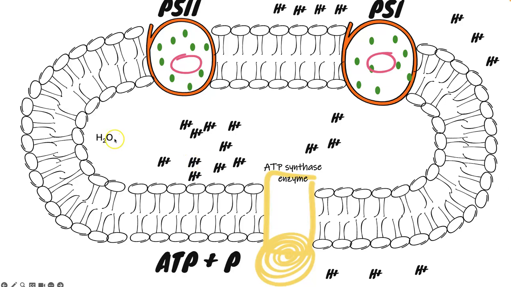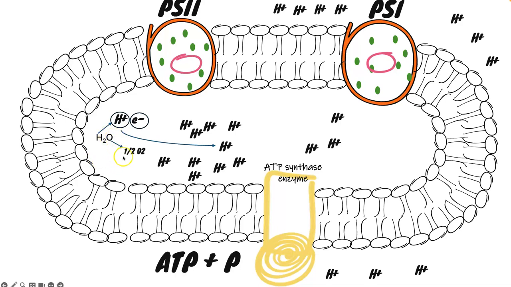So there is water in the thylakoid lumen. Remember, the lumen is just the inside. That water is split. It's split into hydrogens and oxygen. Each hydrogen is really a hydrogen ion and an electron. Those hydrogen ions contribute to the hydrogen ion gradient that we're going to make, and so they sit here in the inside of the thylakoid lumen.